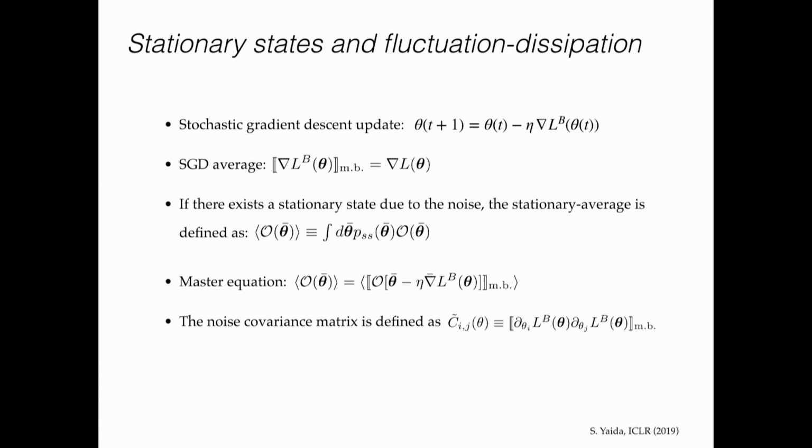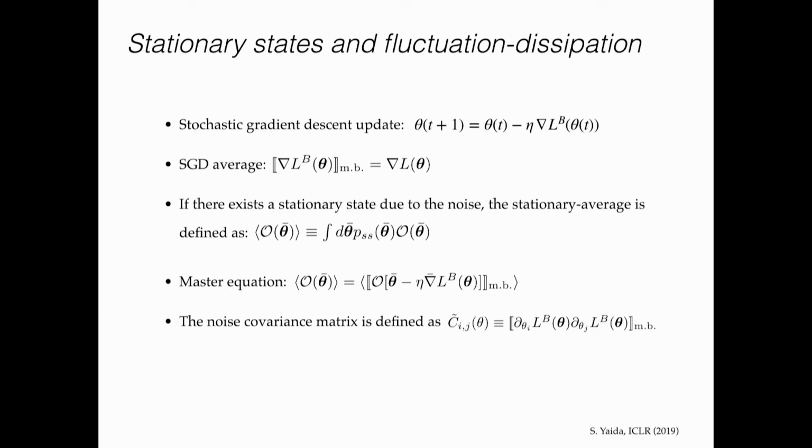Shoyaida introduces the idea of a stationary state average of some operator defined in this way, and this is the notation for that. And of course, if you're in the stationary state and you are measuring something, on average it shouldn't be changing as you are doing mini batch updates. The other object that's obviously going to be important is the non-centered covariance of the gradients averaged over many batches.